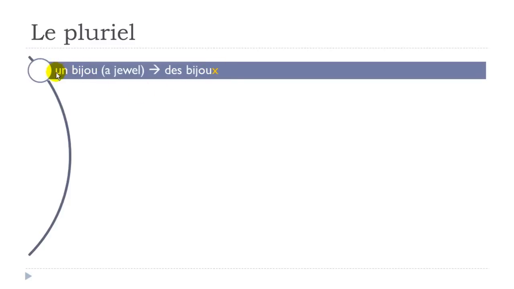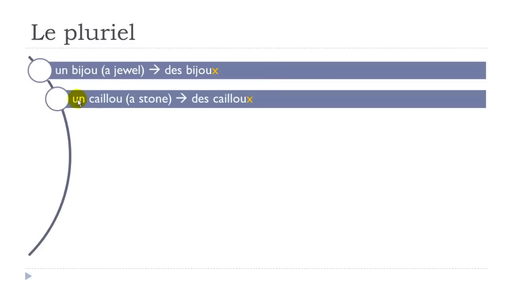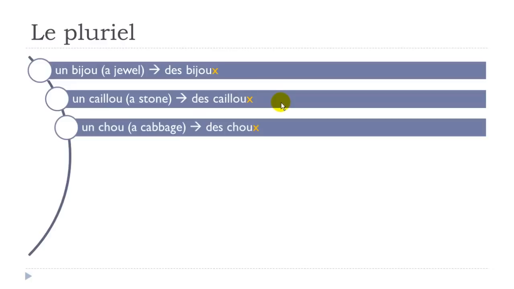So the first one, un bijou, okay? I did put the translation here. Pluriel, des bijoux, okay? Then, un caillou, plural, des cailloux. Okay, remember, you don't pronounce the final X. Then, un chou, okay, remember, when you combine this C and H, you get the sound sh. Chou, un chou, pluriel, des choux, okay?